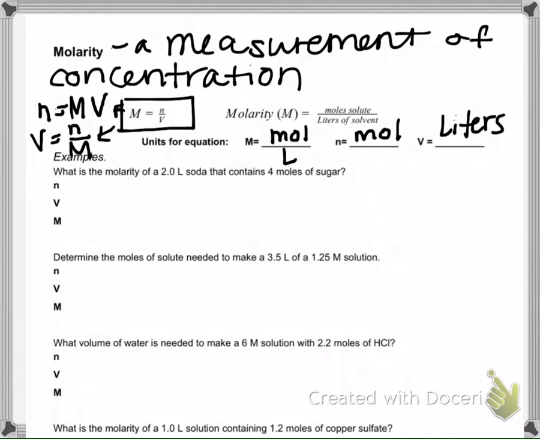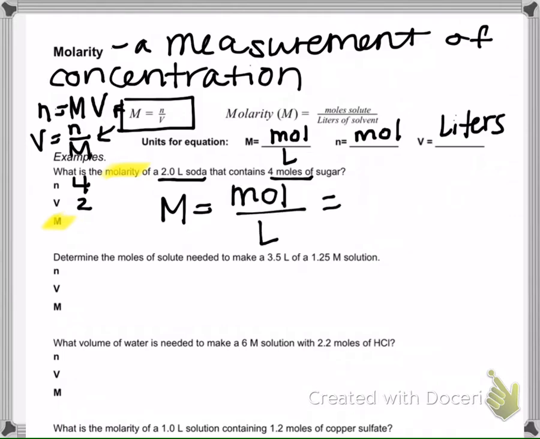They're asking what is the molarity, so I'm looking for big M. If I have a 2-liter soda and it contains 4 moles of sugar, well, they give me my volume and they give me my moles, so that's 4 and that's 2. If I'm looking for molarity, molarity is moles over liters, and that's going to be 4 moles over 2 liters, which is going to be 2 molar. So your answer is 2 molar.